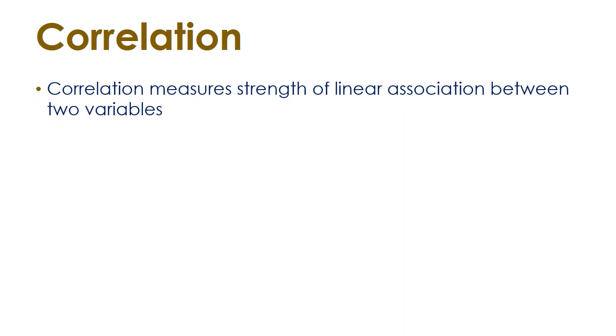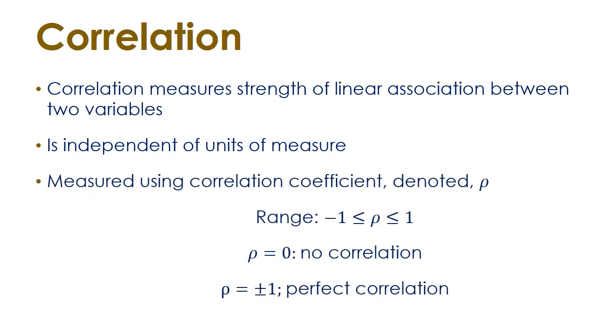Now with correlation, we use the correlation coefficient, which is denoted as rho. This is independent of the units of measure, and it ranges between -1 and 1. When rho is equal to 0, then there is no correlation. And when rho is equal to +1 or -1, we have perfect correlation, which means that when one variable changes by 1 unit, the other one is also changing by 1 unit, in the same direction if it is positive, but in the opposite direction if it is negative.